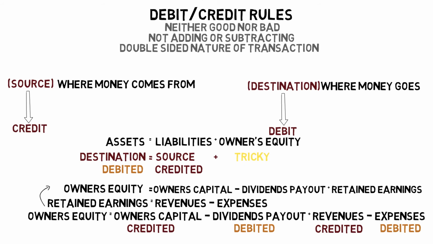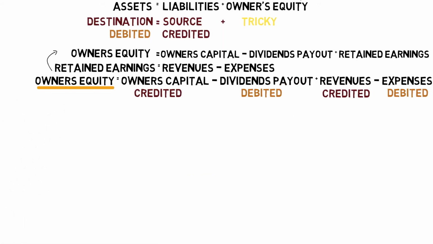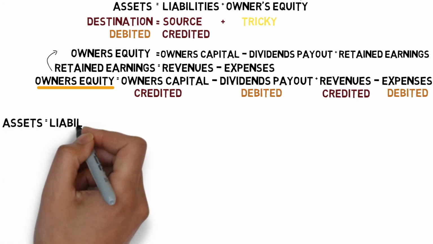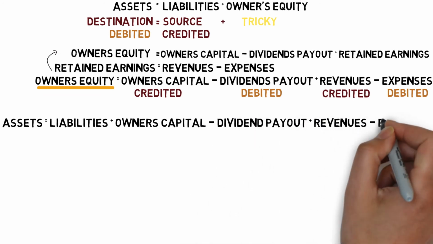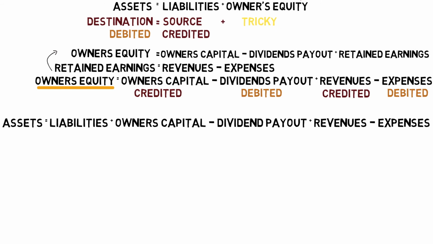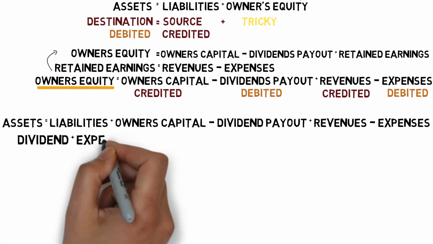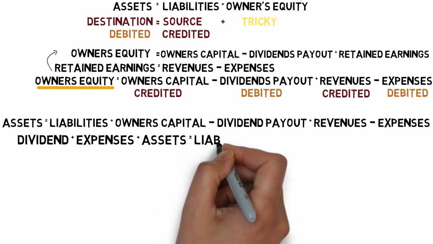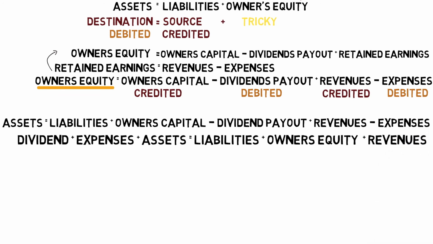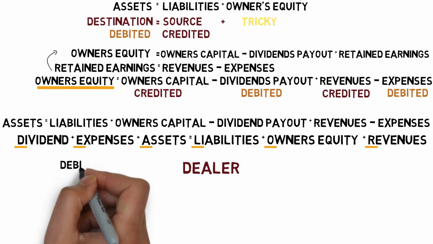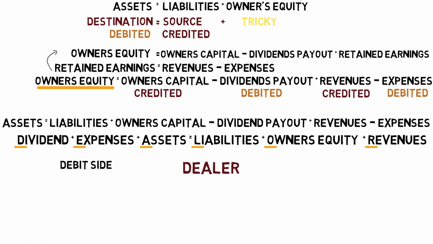By putting the owner's equity equation in the accounting equation, we get assets is equal to liabilities plus owner's capital minus dividend payout plus revenues minus expenses. Don't worry, by rearranging, we will get dividend plus expenses plus assets equal to liabilities plus owner's capital plus revenues. As we can see, this forms a word. By extracting the first letter from each of the elements, we get the word DEALER. This word DEALER we can use to remember the debit and credit sides.